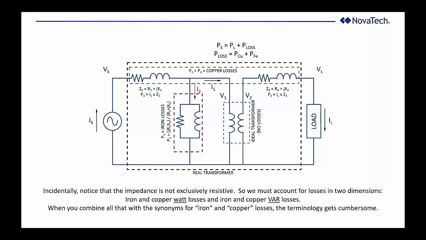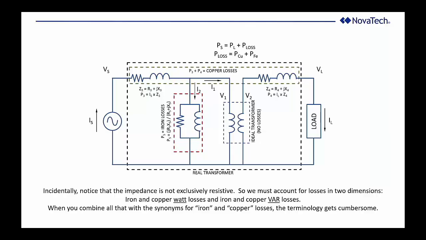Now, because copper losses are also called load losses or winding losses, and because iron losses are also called core losses, the terminology can get very cumbersome, and you have to keep track when you're doing the math of what is being presented and what you're calculating.